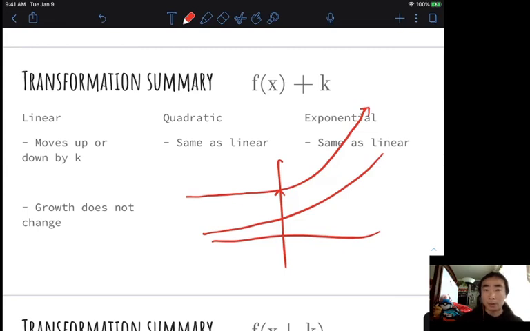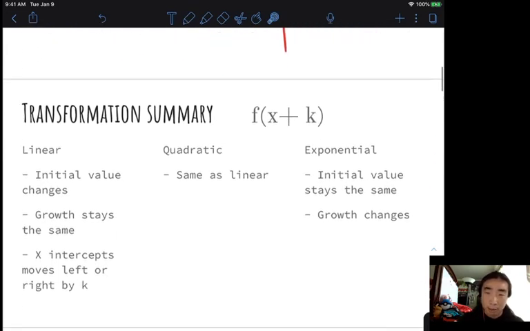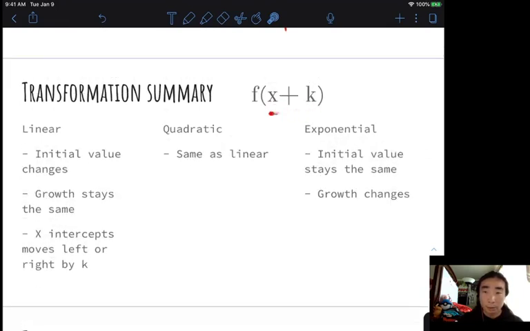That's the first transformation. But you can also add k this way. Notice it's inside the parentheses, modifying x. This is where it behaves a little differently. It moves left and right somehow. But more specifically, when you went through those problems, if you graph them in Desmos, it's the x-intercepts that move left or right by k. So we have this opposite idea that happens, and yesterday we kind of previewed the inverse that's happening so that it moves left and right. The growth stays the same, initial value changes because it moves. You'll see that's the same for the quadratic. And then for the exponential, its initial value stays the same, but then its growth changes. So it gets steeper or it gets flatter.